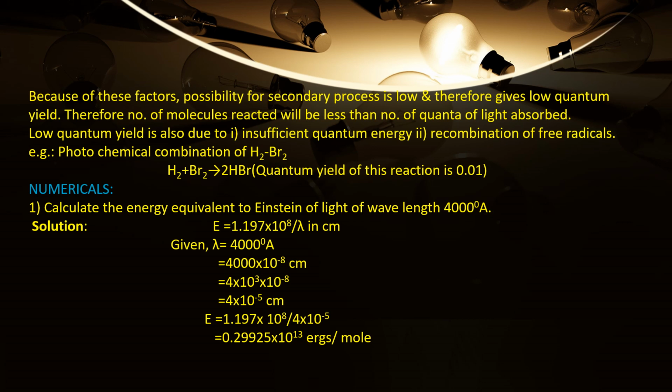Converting angstrom units into centimeters. 1 angstrom unit is equal to 10 power minus 8 centimeters. It is equal to 4000 into 10 power minus 8. So you can calculate 4 into 10 power minus 5 centimeters. E is equal to 1.197 into 10 power 8 whole divided by 4 into 10 power minus 5. What is this 4 into 10 power minus 5? Lambda value. So it comes equal to 0.29925 into 10 power 13 ergs per mole.